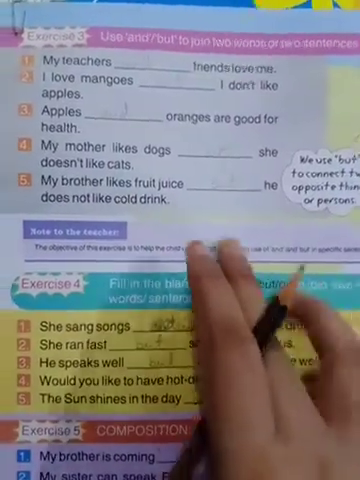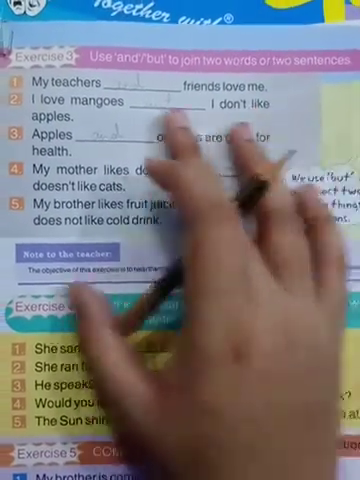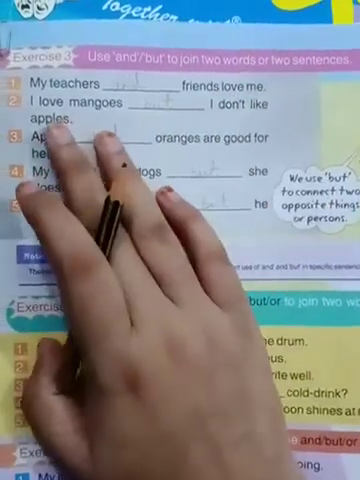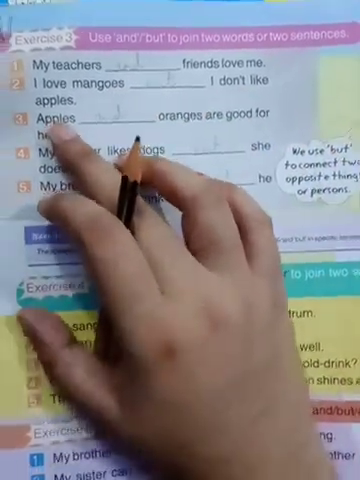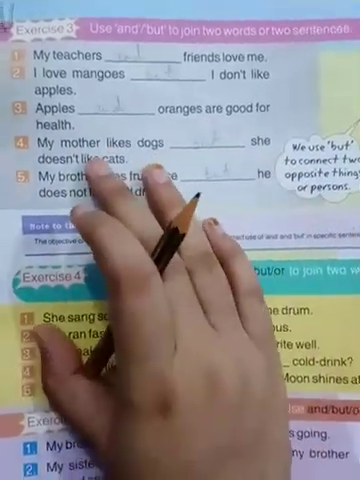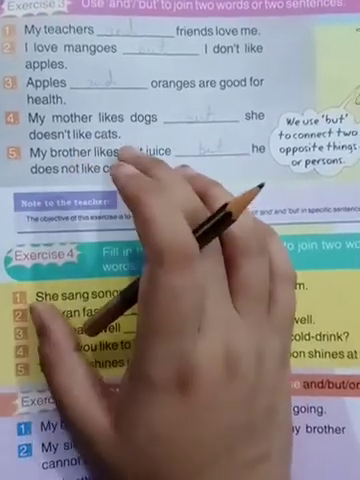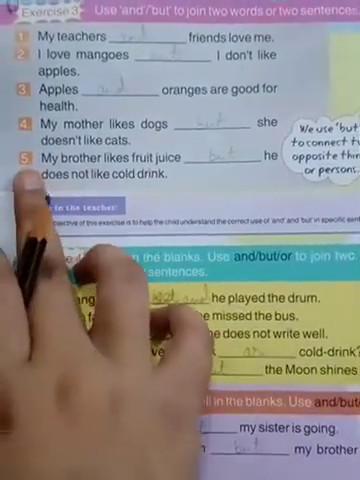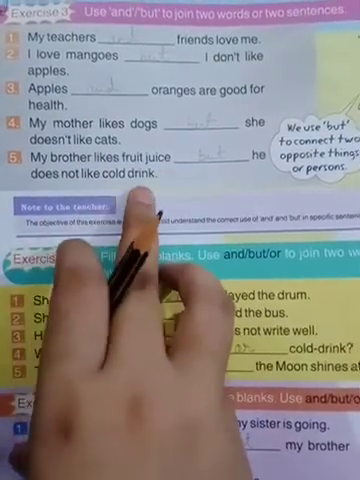Now next exercises you are supposed to do in book. So first one is, my teacher and friends love me. I love mangoes but I do not like apples. Apples and oranges are good for health. Next one is, my mother likes dogs but she doesn't like cats. Two contradictory sentences are given here. 5th one, your brother likes fruit juice but he doesn't like cold drink.